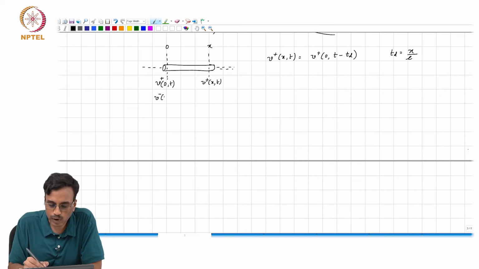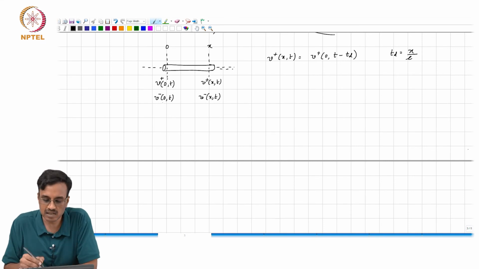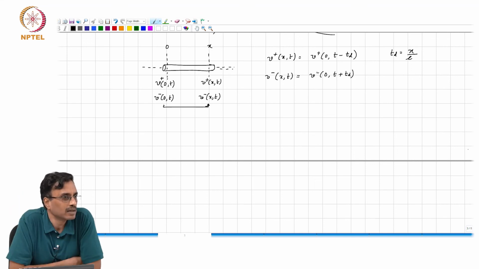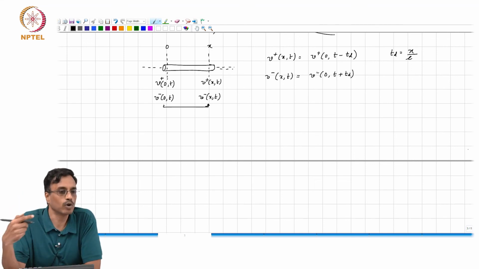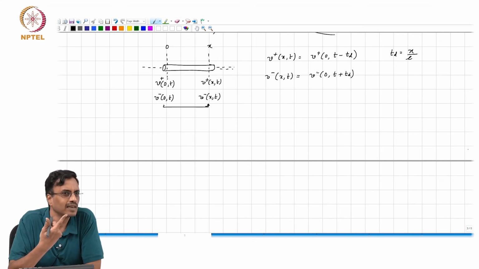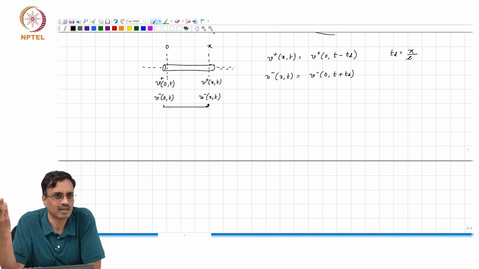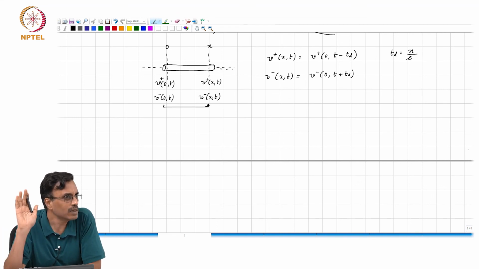Likewise, if this is V of 0 comma t and this is V minus of x comma t, what comment can we make about the relationship between these two? All that this is saying is that the backward going wave at 0 is delayed with respect to the backward wave at x. Does it make sense, people?